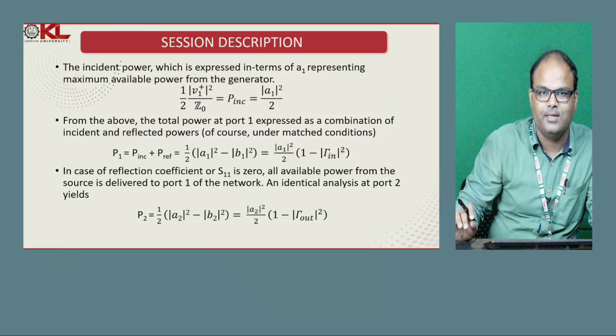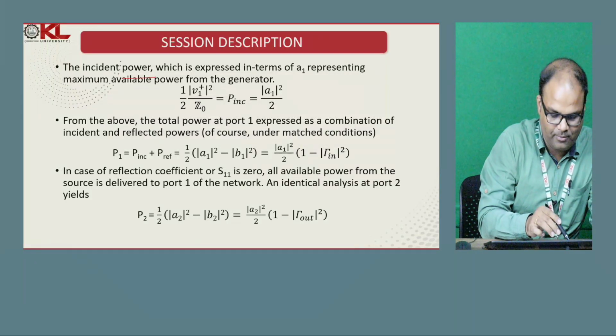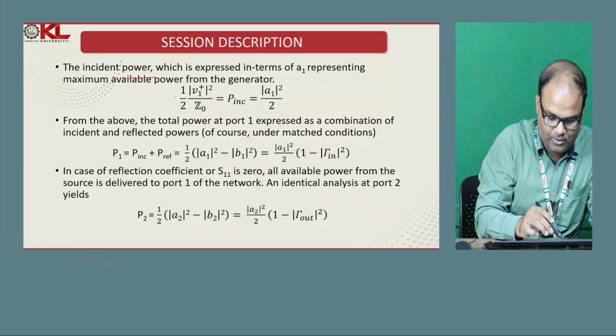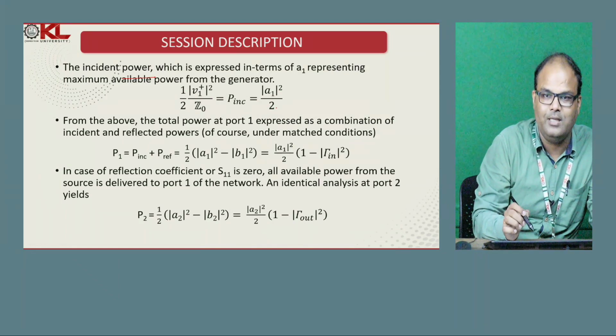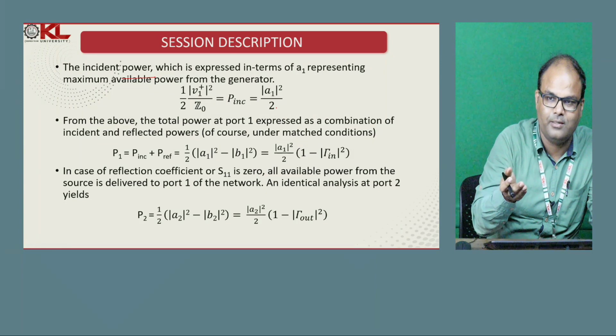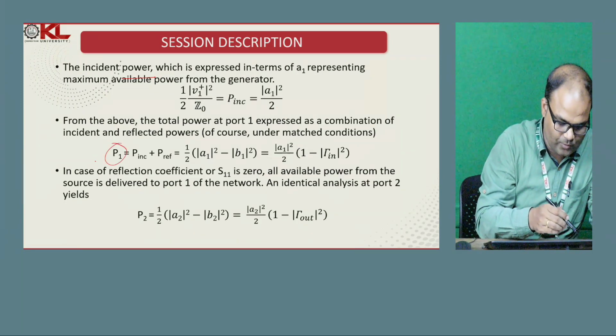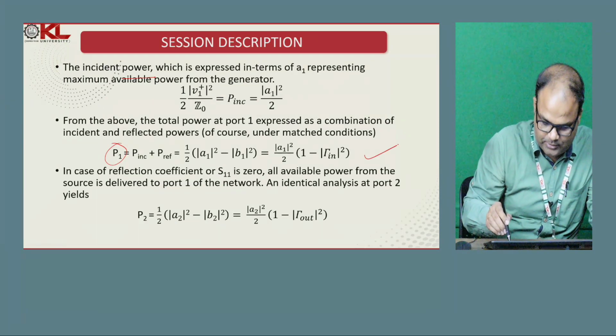So from that, if we find out the incident power, the incident power is equal to this, equal to A1 squared by 2. And if we are getting the reflected power and the incident power, if we want the total power, then it is equal to this much.